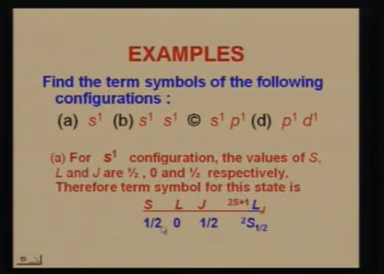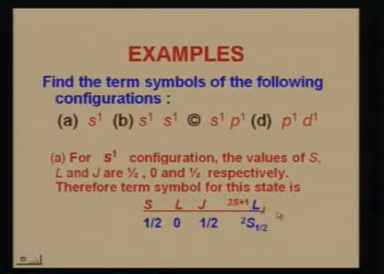So once we have these three values with us, using these three values we can write down the corresponding term symbol, and this term symbol comes out to be, using this method, 2s plus 1. Now 2s plus 1 using half would be 2, so this 2 comes here.